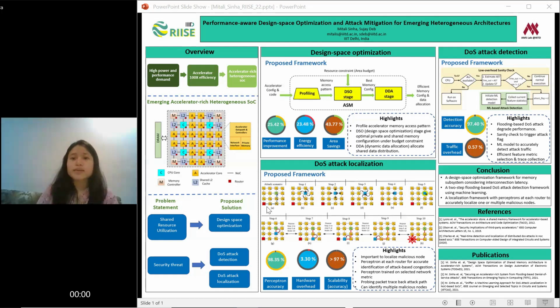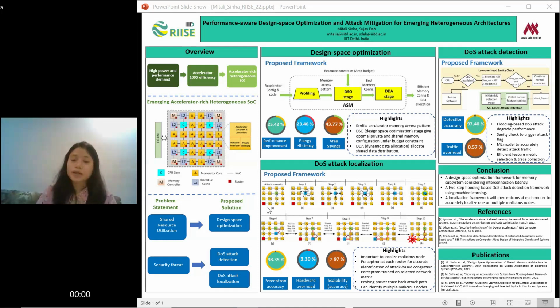As you can see here in the picture, each accelerator core has the accelerator logic, the data path and the controller, along with the network interface, which is responsible for communicating with different modules through the NOC. And it also contains a private memory for its accelerator specific data.